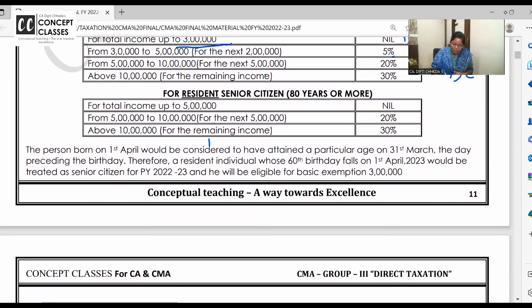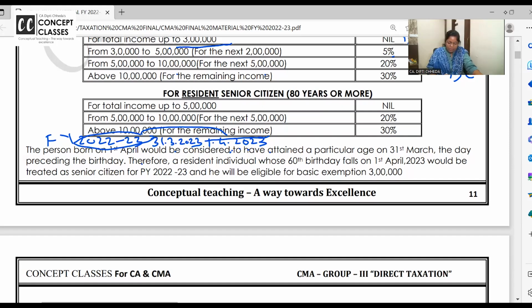Someone is born on 1st April 2023. What is our financial year, dear students? 22-23. And he is born on 1st April 2023. Still, it is considered that he is born on 31st March 2023. Sorry, not born on, he has completed his 60th birthday. On 1st April 23, he completed his 60th birthday. Assume that it is on March 23 and give him the seniority benefit from 20 to 23.